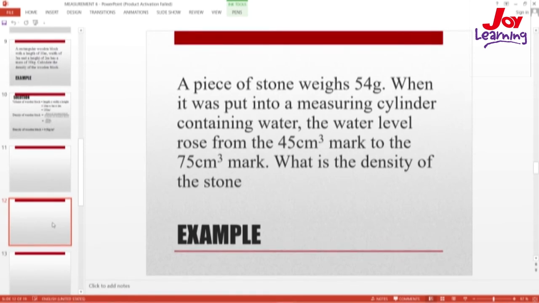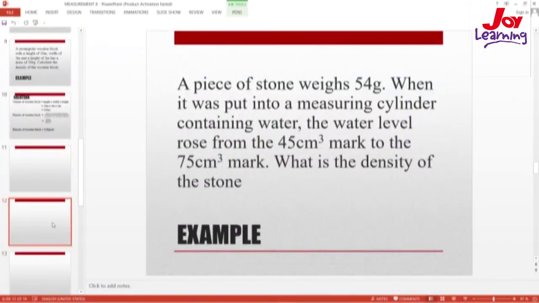So with this question, if you analyze it carefully, the mass is already stated, which is 54 grams. But then the volume, it says the water level rose from the 45 cubic centimeter mark to the 75 cubic centimeter mark. And therefore, there is a difference. And that difference will be the volume of the stone. So let's look at the solution.